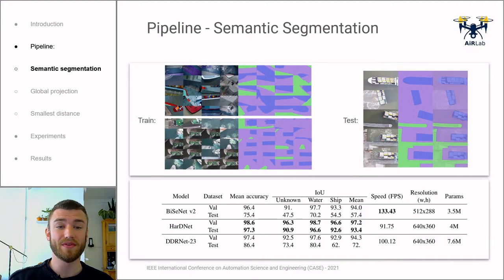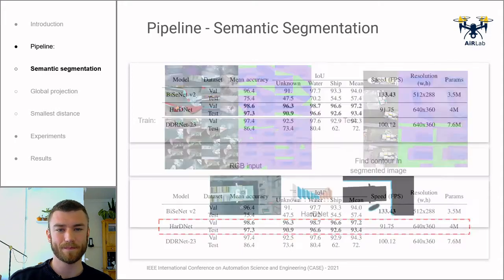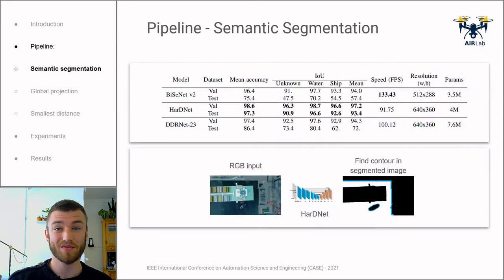We tested a few different networks: BiSeNet, HarDNet, and DDRNet, but found that in our use case, HarDNet is outperforming the other 2 networks, with a slight cost in performance speed. So to conclude this section, we are taking in an RGB image and we segment it into 3 classes: water, ship, and unknown. We then merge the ship and unknown class into a solid class to have a binary mask. Lastly, we find the contour along all the solid objects we found in the image.